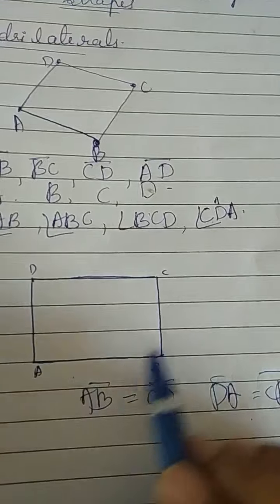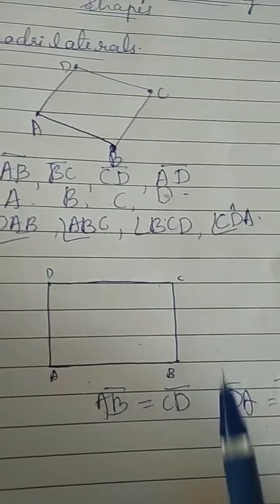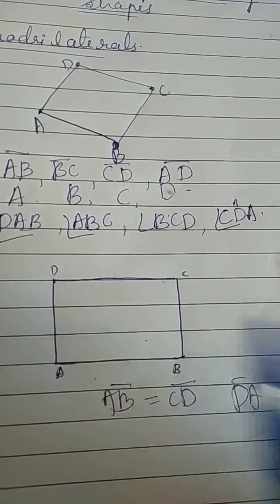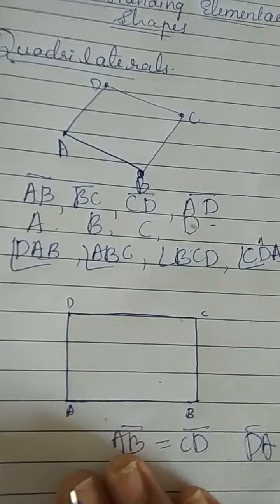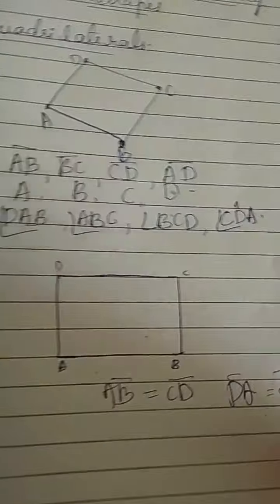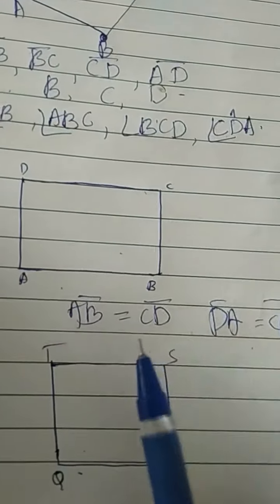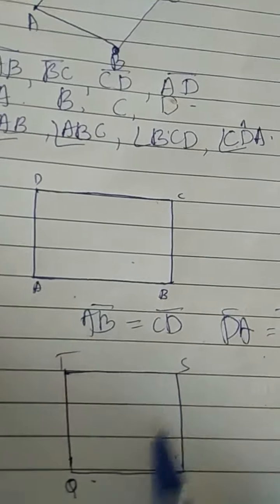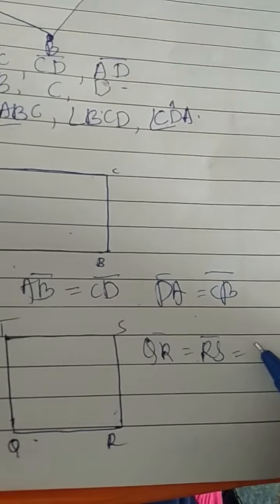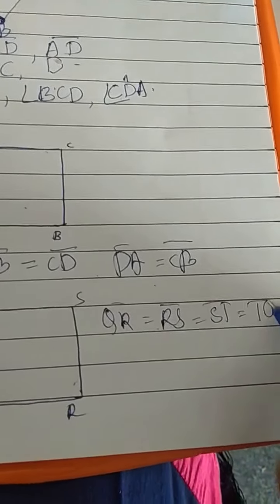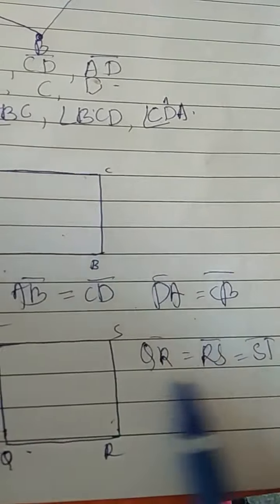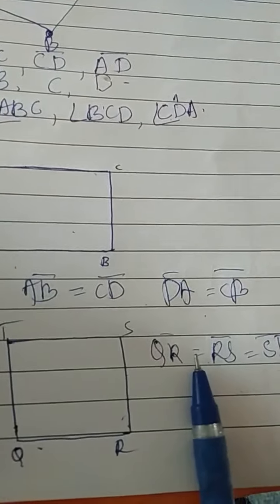All the angles are right angles in this rectangle. If you take the 45 degree, 90 degree set squares and join them together, it will be a square. This is a quadrilateral QRST and it is a square. In this all the sides are equal. QR is equal to RS is equal to ST is equal to TQ. These are all equal in length, and all angles are 90 degrees.